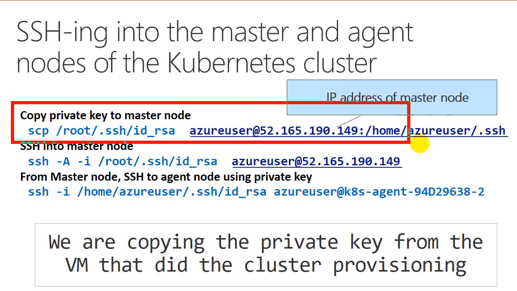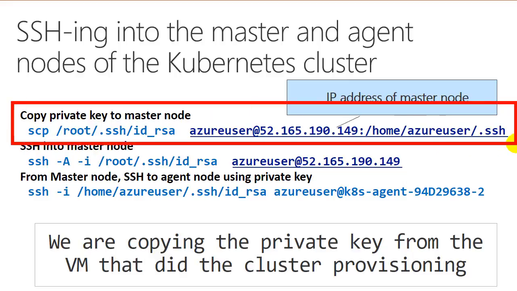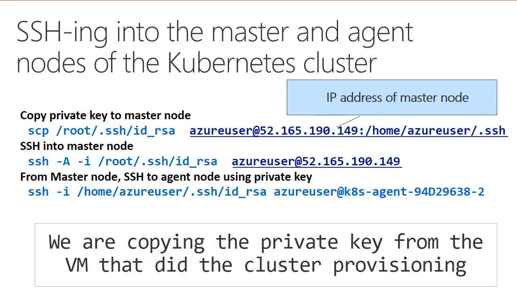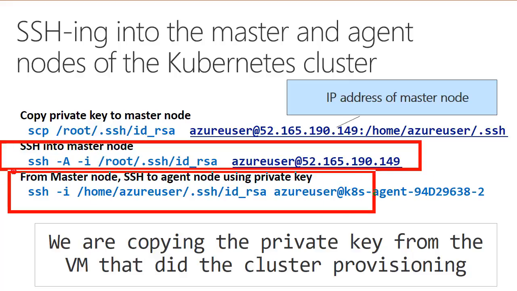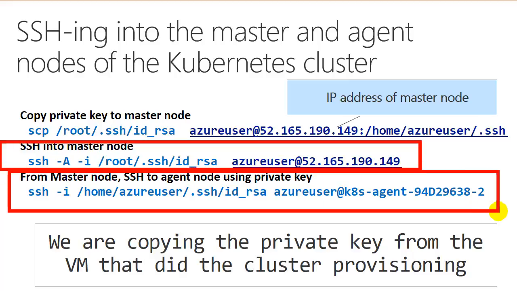So as you can see here, here's the command. We're going to basically copy the SSH key, the private SSH key, over to my master node, and that's what this first command is about. After we do that, we can then SSH into the master node quite easily, and then from there we'll be able to SSH into the agent nodes. And once we get there, the ultimate goal, of course, is to create a directory on the agent nodes so we can learn a little bit about persistent.